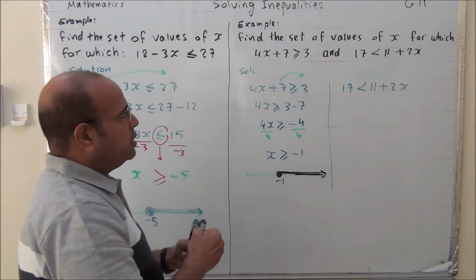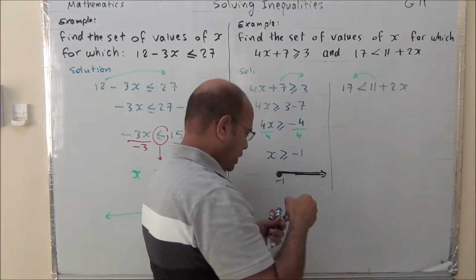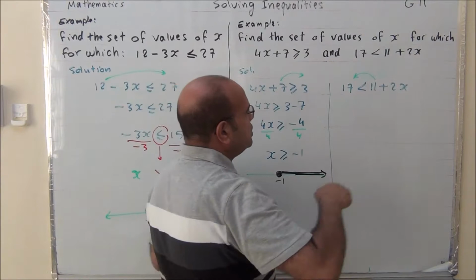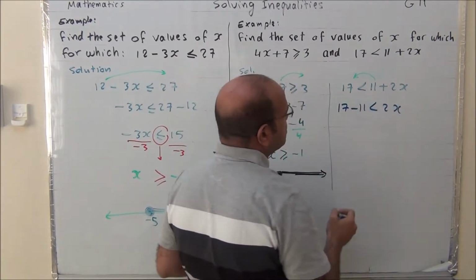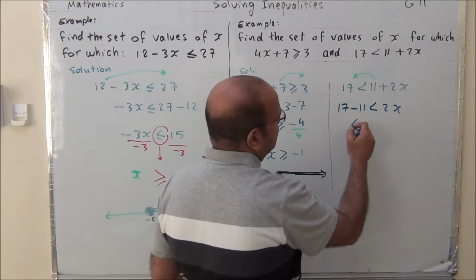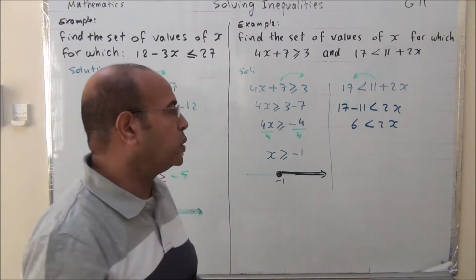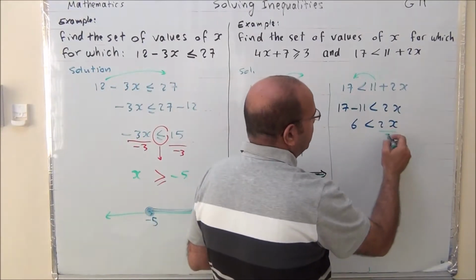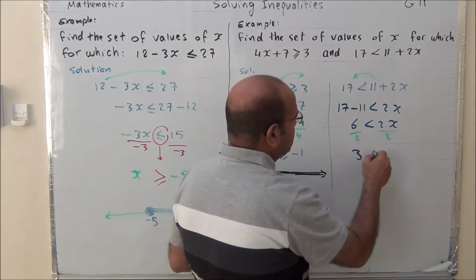For the second inequality, we solve it. We move 11 to the left. So 17 minus 11 less than 2x. 17 minus 11 equals 6, so it is 6 less than 2x. How do we solve this? We divide by 2. Also, we don't change the direction because it's a positive number. 6 divided by 2 equals 3.